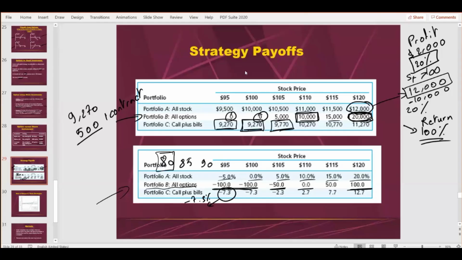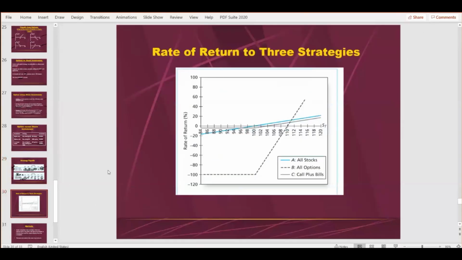So I will know for sure that I will have $9,270 in the future, whether I exercise the option if the stock price is below 100. And if I exercise it, this means I will first reduce my loss and then I will start generating a positive return. Here you can see an illustration over a graph.